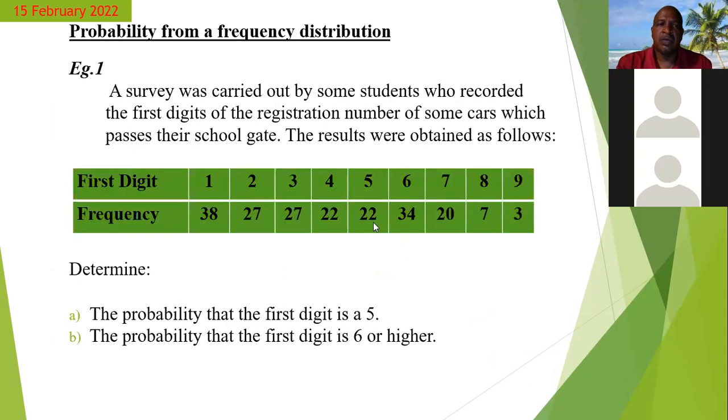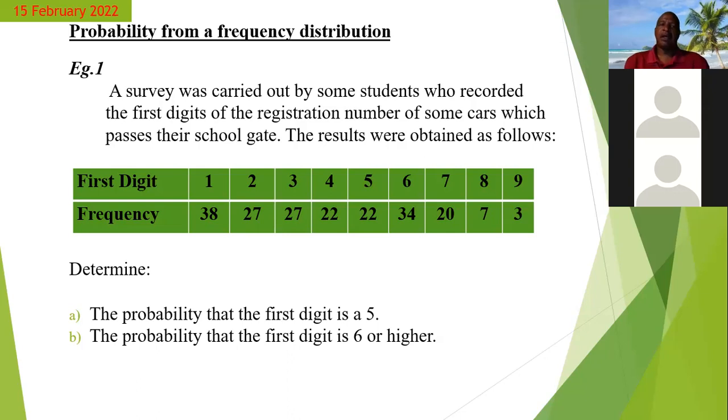So moving on now, we talk about probability of frequency distribution. Now, we would have met frequency distribution when we were doing stats. But we know that when you add up the frequency, that tells you the total of how many members you have within that survey. And then it's based on what we are trying to find in terms of probability.